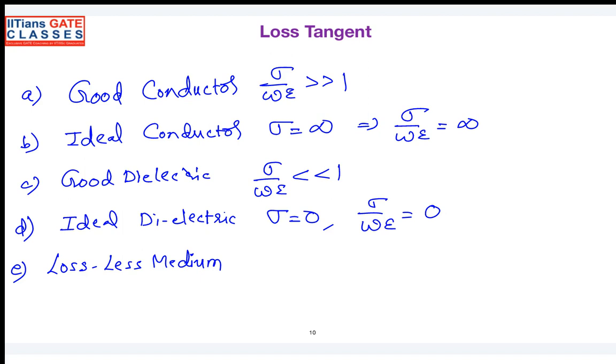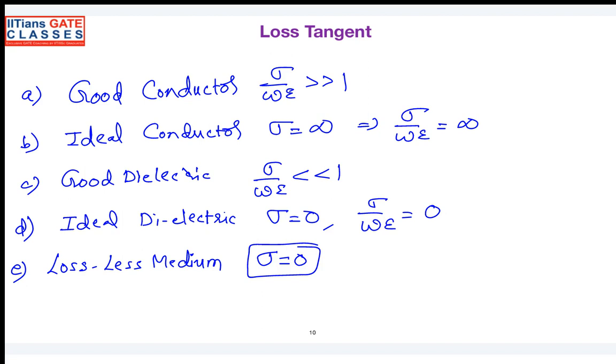Vacuum. So you can remember any lossless medium, when I say for electromagnetic waves, the conductivity of the medium must be equal to 0 for that medium. So when anybody says lossless medium in electromagnetic waves, the conductivity of the medium has to be equal to 0.